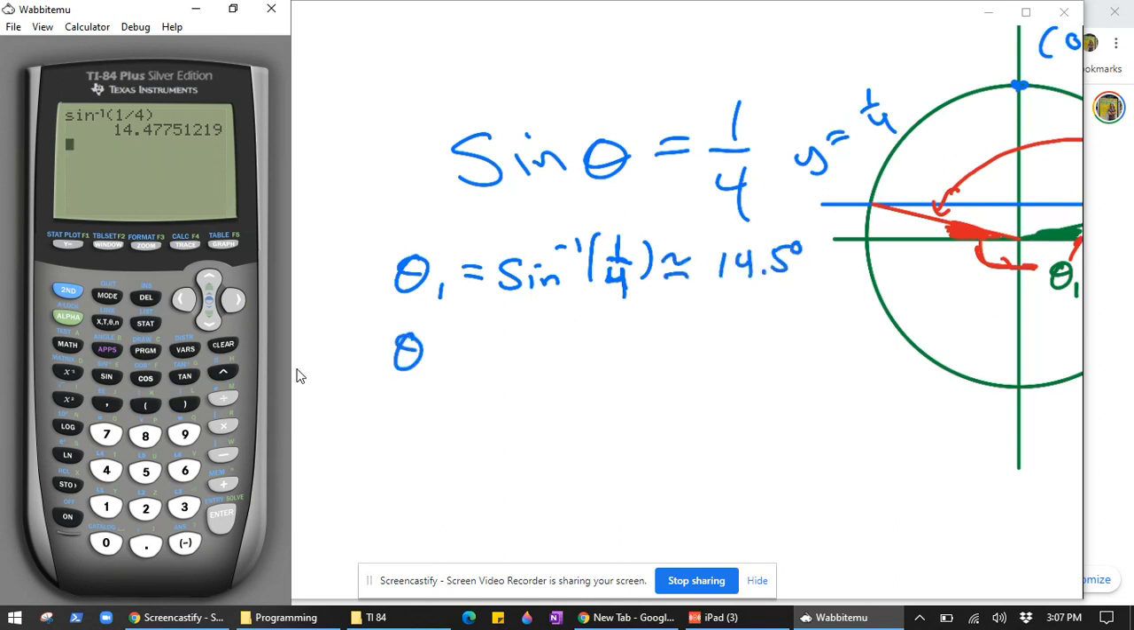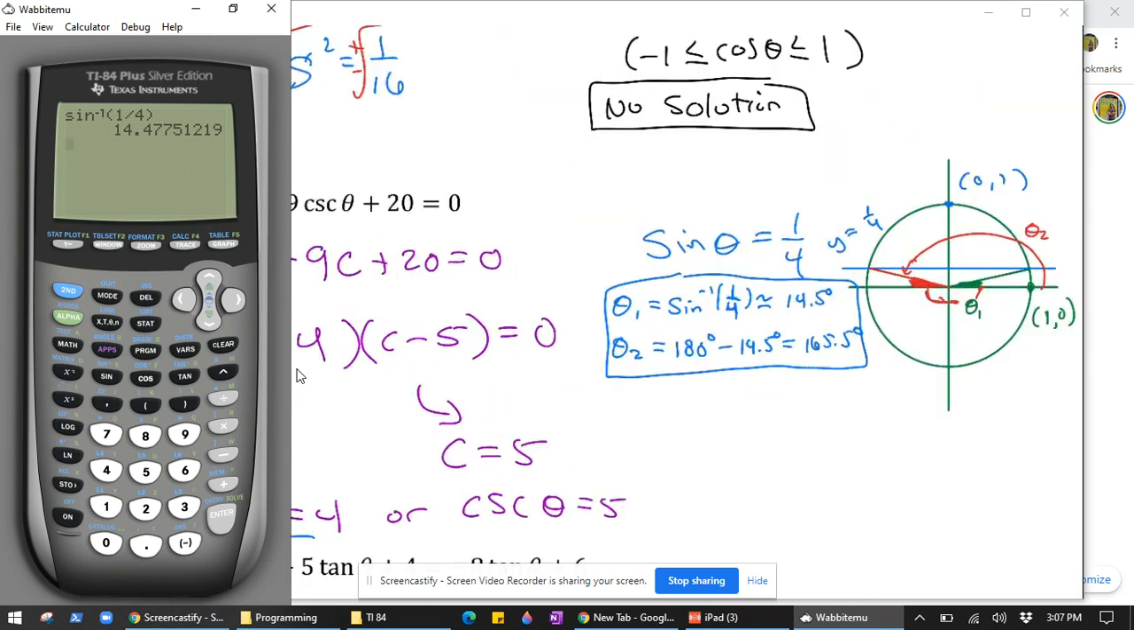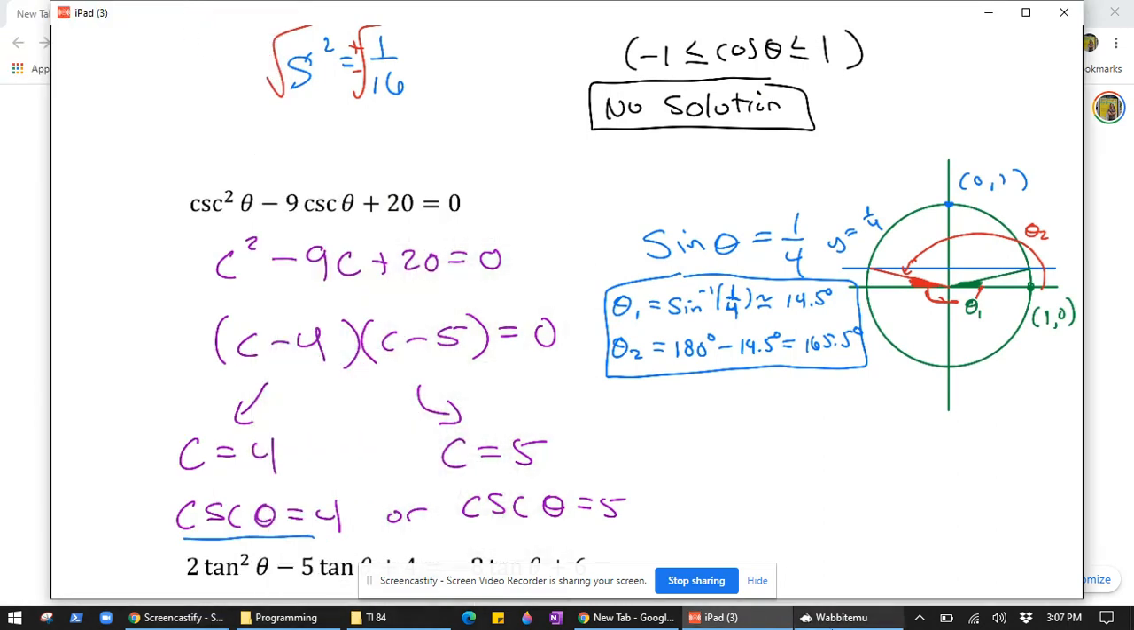That means that theta 2, the second answer, is 180 degrees minus that. And that gives me 165.5 degrees. So there are two answers. Now again, those first two answers just came from this left side here, right? That just came from cosine of theta equals 4.